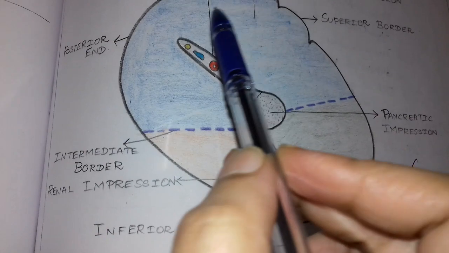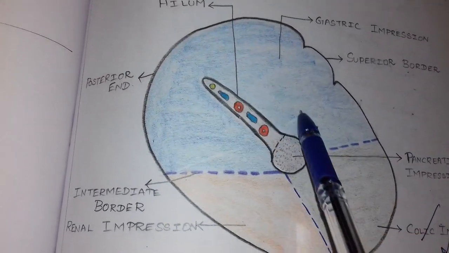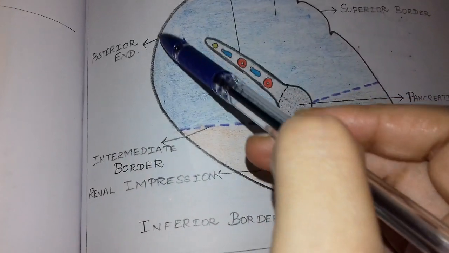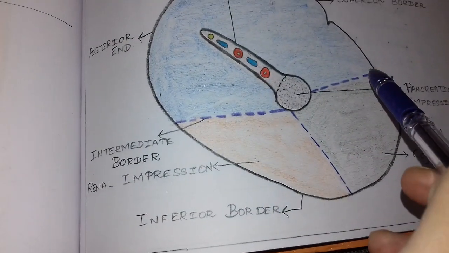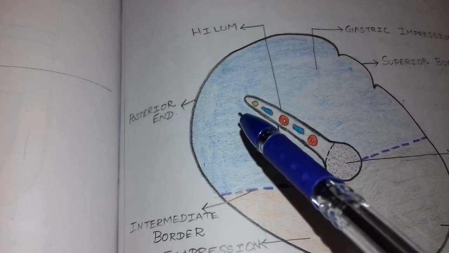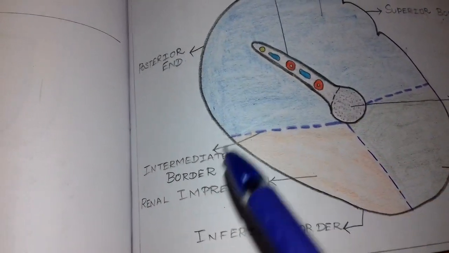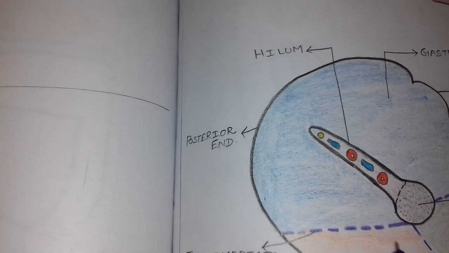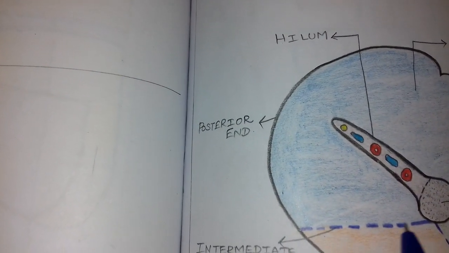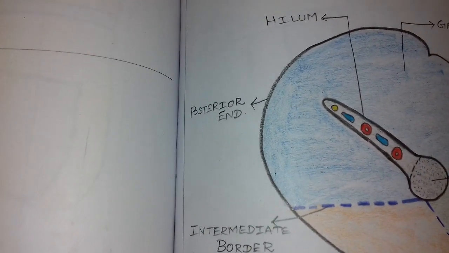The gastric impression lies between the superior border and intermediate border. The gastric impression is for the fundus of stomach. Renal impression is for the left kidney. It lies between the inferior border and intermediate border.